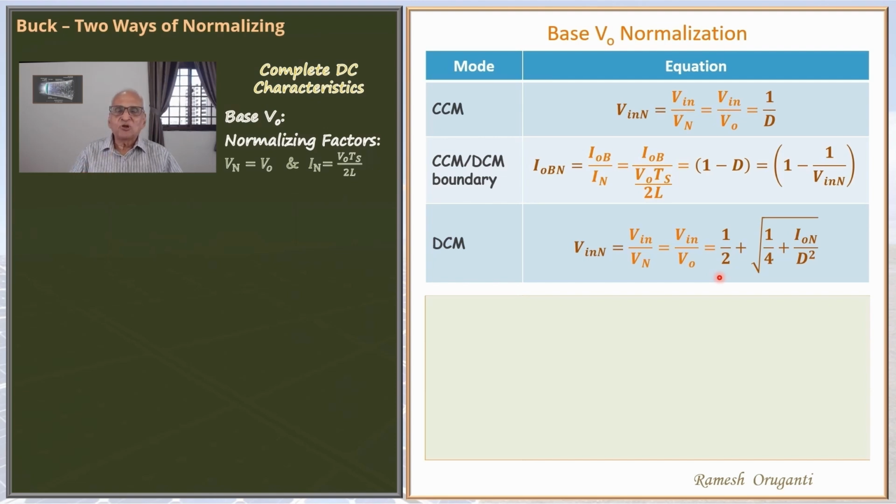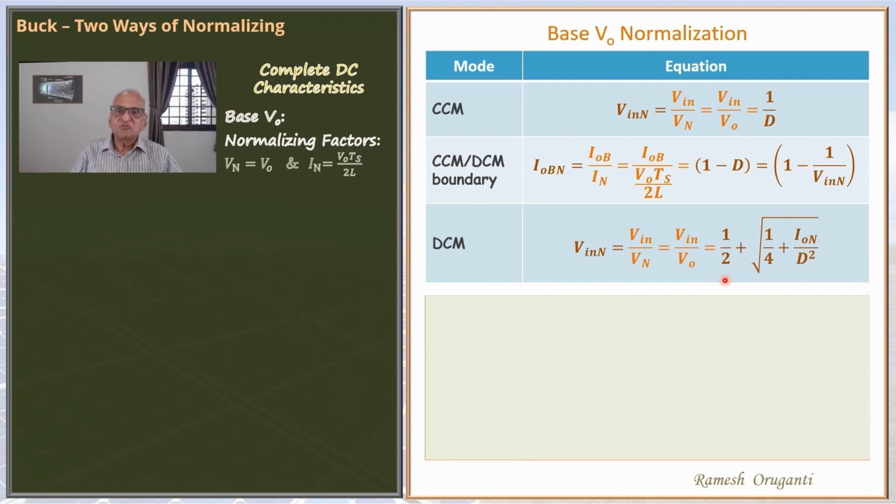So what are we going to plot here? X-axis is clear, I0N, I0 divided by V0 Ts by 2L, that is the normalized output current. Y-axis, we would like to have V0 by Vin, which is the familiar voltage gain of the converter. Then it will become a voltage gain versus output current plot.